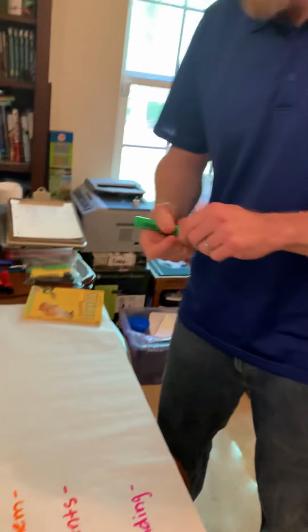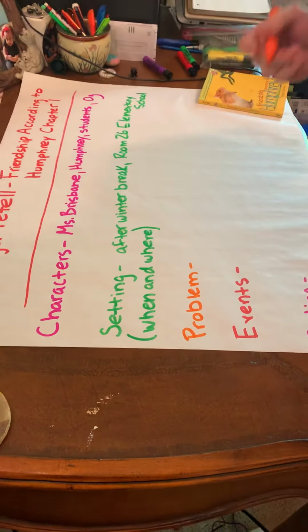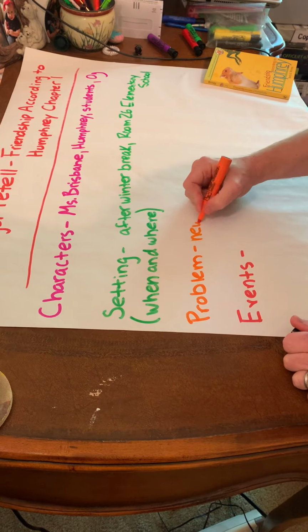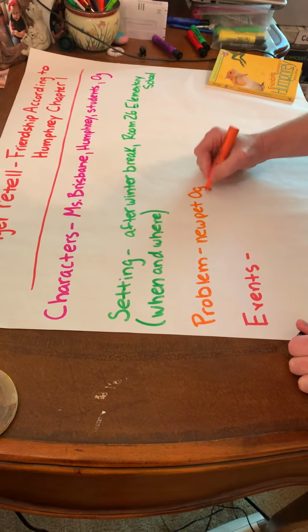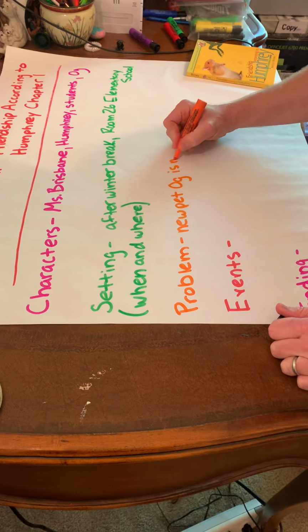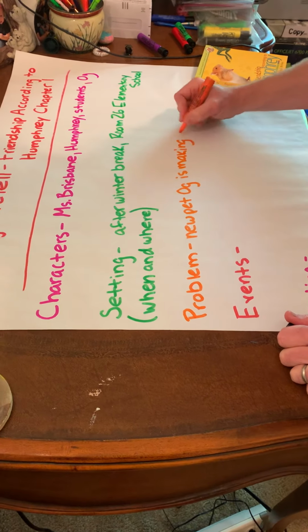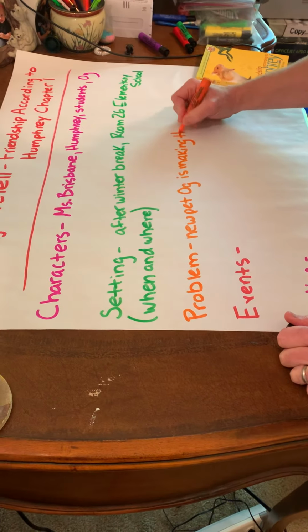Now, what's the big problem that Humphrey's having in the beginning of our story? I know it has something to do with Og. What problem was Og causing for Humphrey after all the kids come back to school from winter break? That's right. Problem. The new pet Og is making Humphrey jealous.